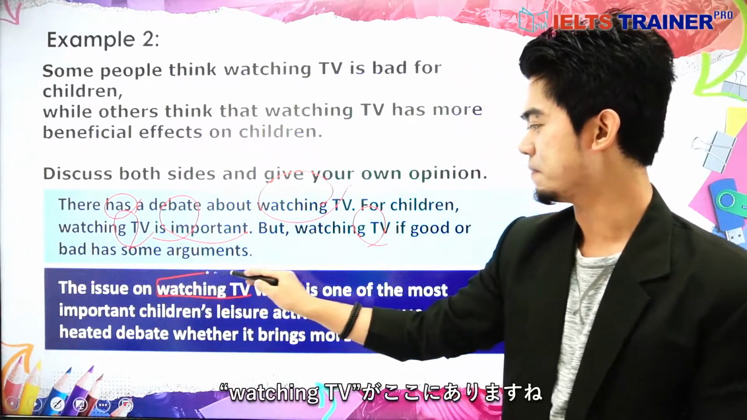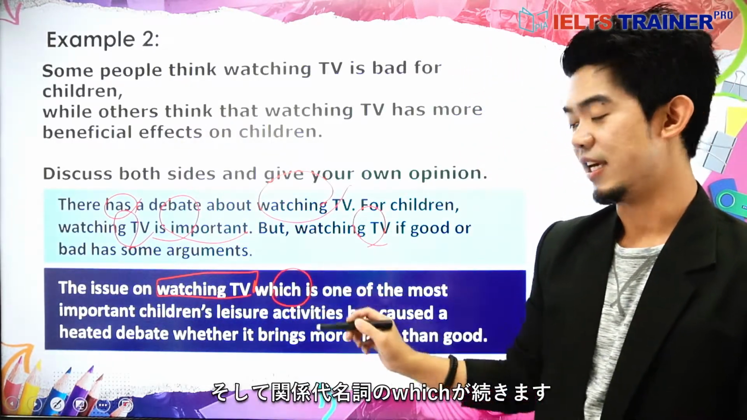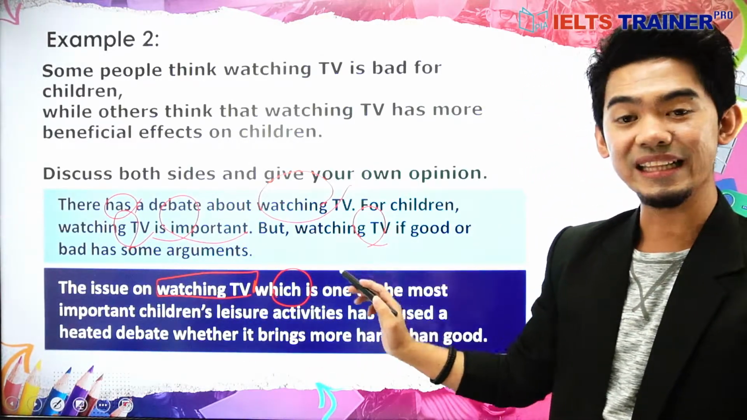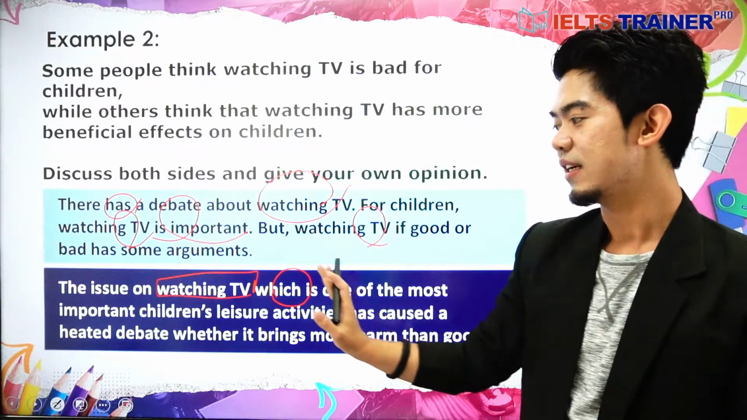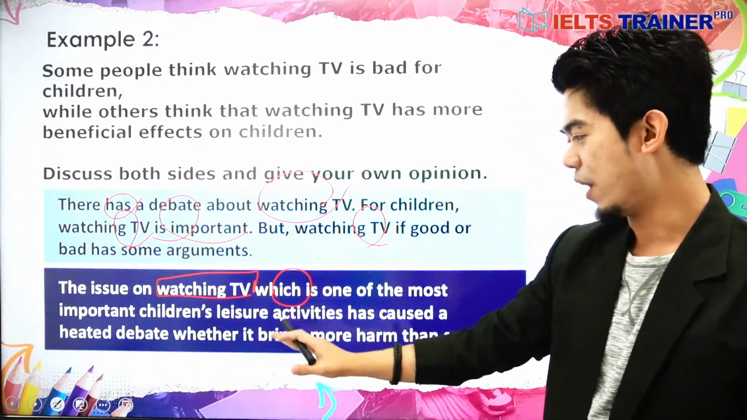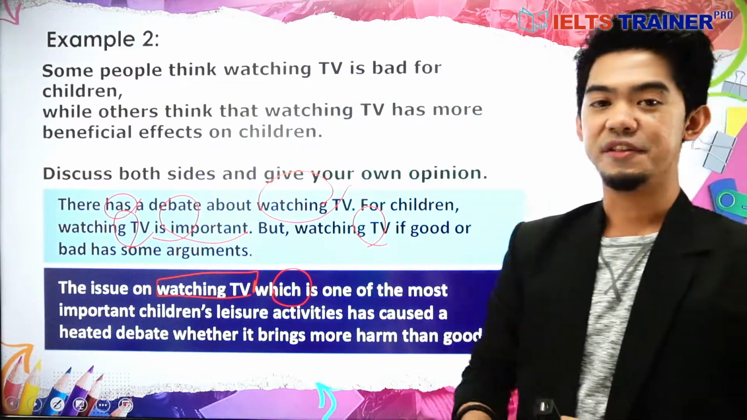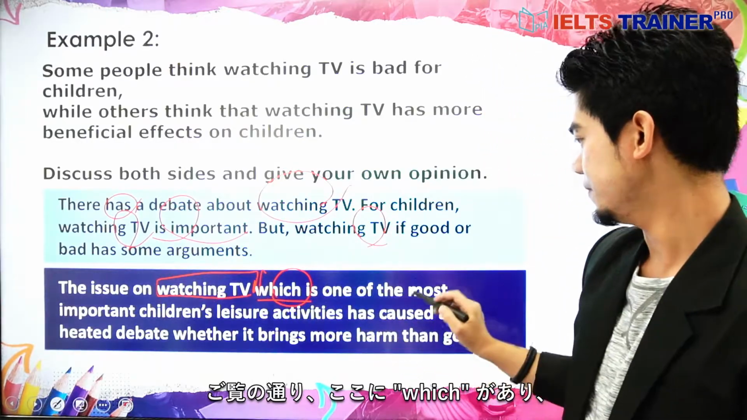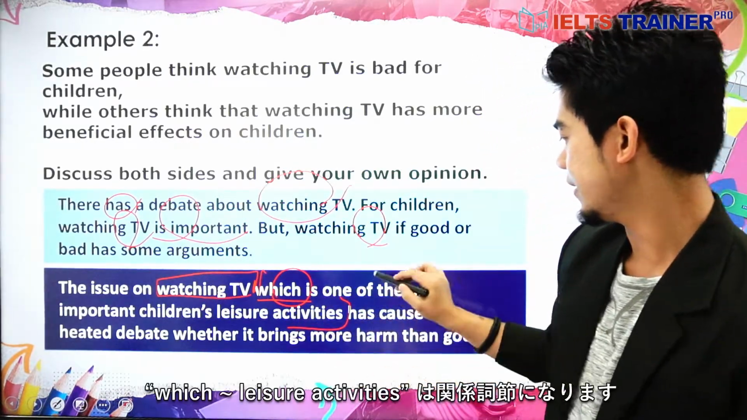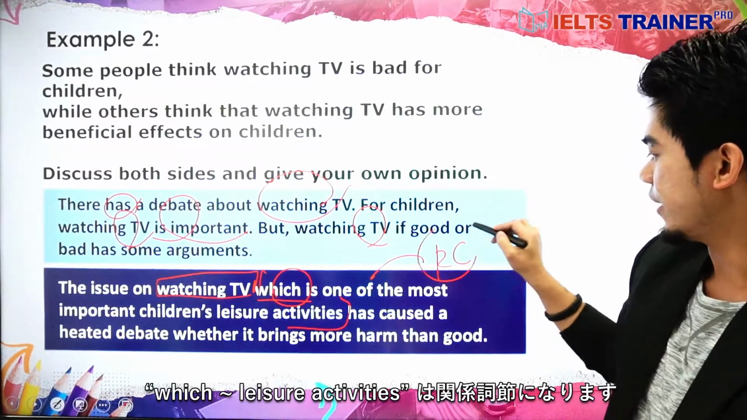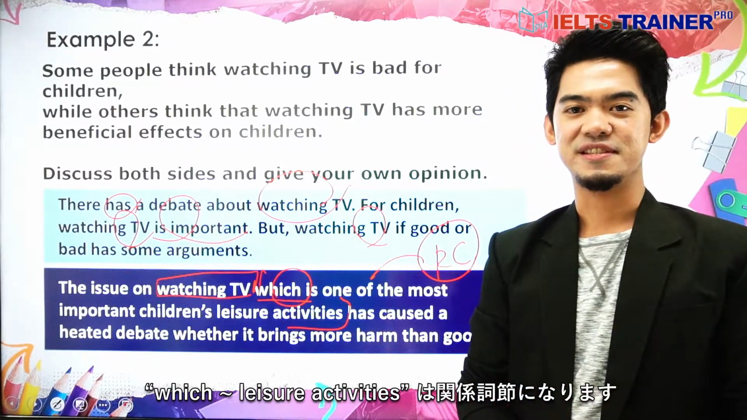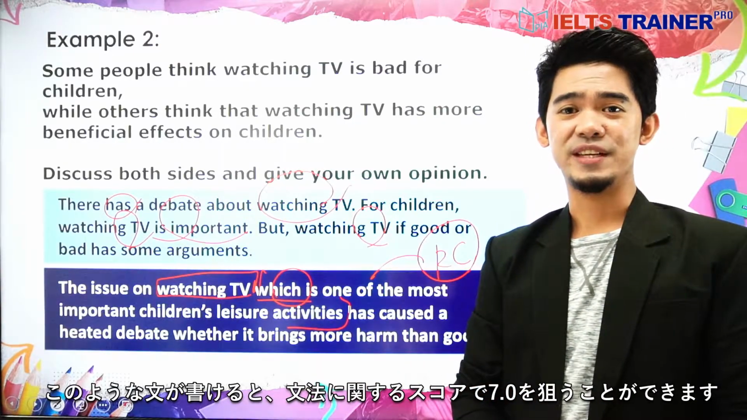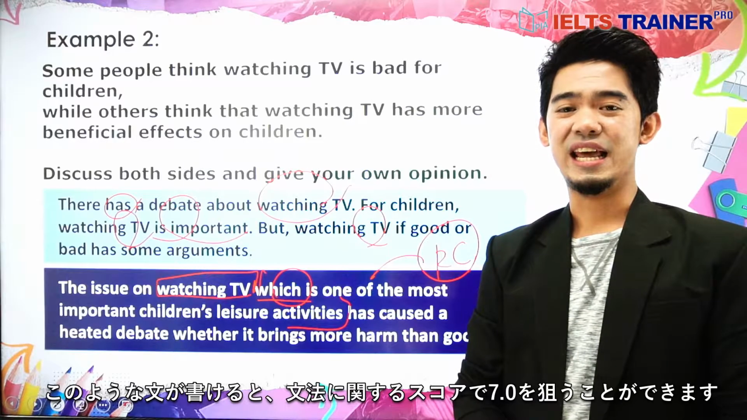So watching TV, which is one of the most important children's leisure activities, has caused a heated debate whether it brings more harm than good, right? So as you can see, we have here which. This part is our relative clause. So if we are going to do this one, it's most likely that we are going to get a band score of 7 in our grammar.